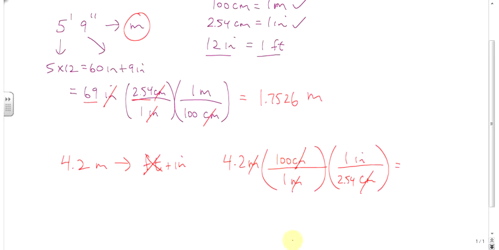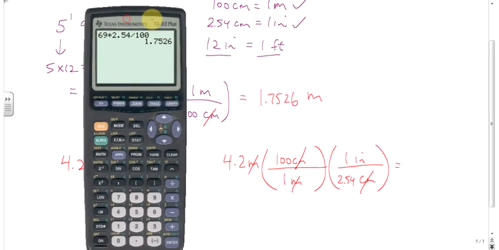All the numbers on the top we multiply. All the numbers on the bottom we divide.